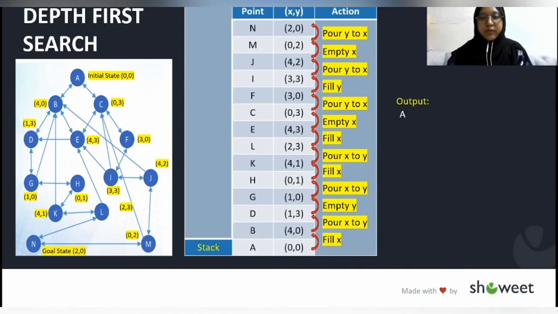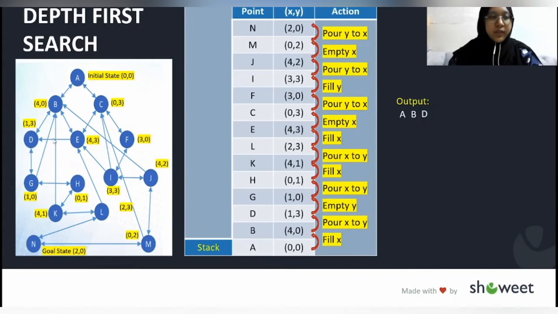From A to B, we put the output and then we stack B above A. From A to B, we fill 4 into X. Next, from B we can go to D or E. We choose D according to the order. So next, we put the output here and put it on the stack. From B, the action is to pour 3 into Y. So we have 1 in X and 3 in Y.